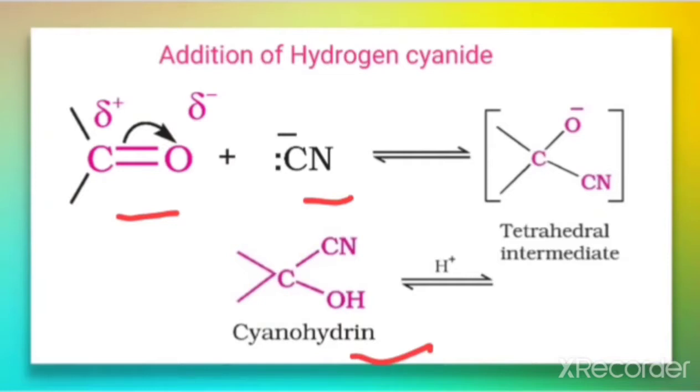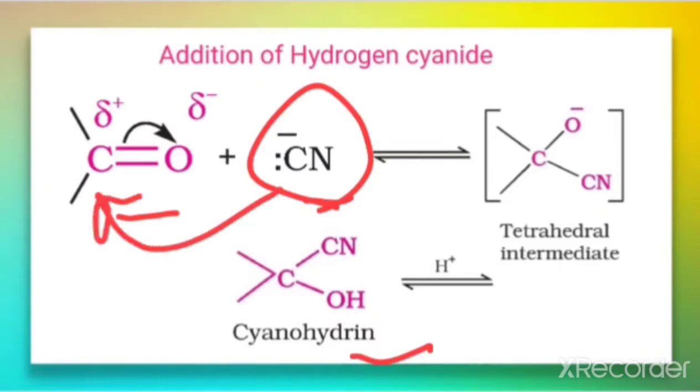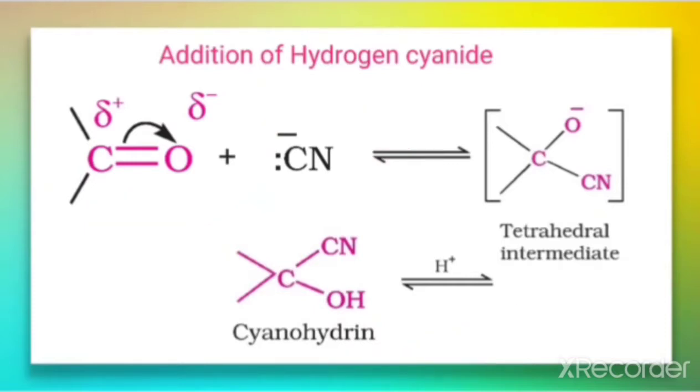This reaction occurs very slowly with pure HCN. Therefore, it is catalyzed by the base and generates cyanide ion first. So first there will be a generation of cyanide ion. Being a stronger nucleophile, it readily adds on the carbonyl group, that is on the partially positively charged carbon, because CN is a stronger nucleophile. So it readily adds to the carbonyl compound to yield the corresponding cyanohydrin. So this is the reaction of aldehyde and ketone with hydrogen cyanide.